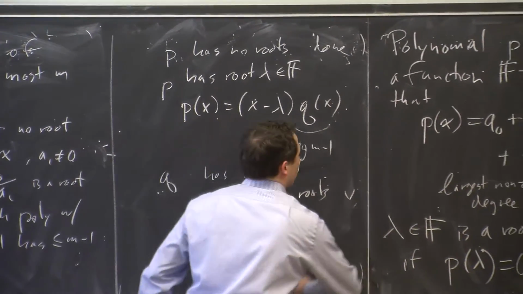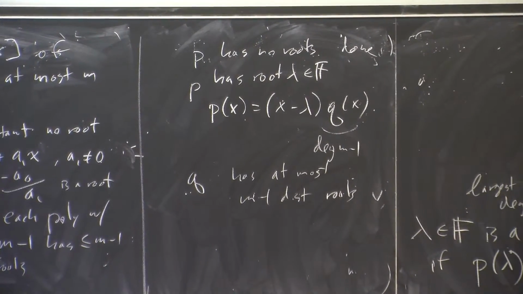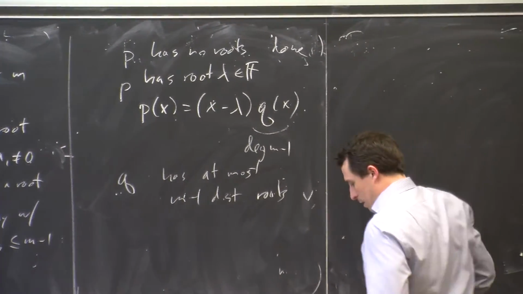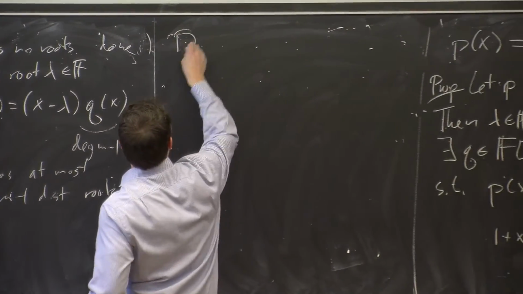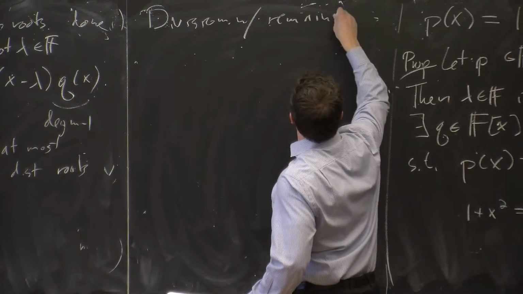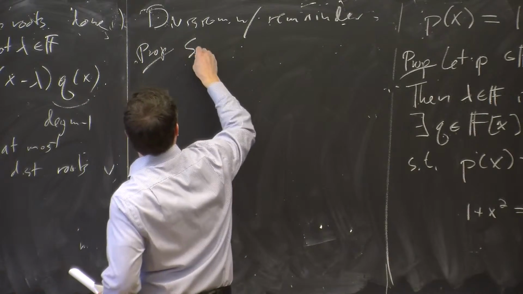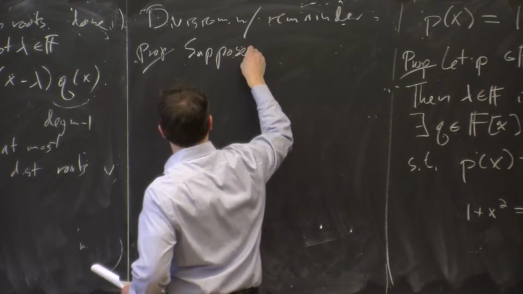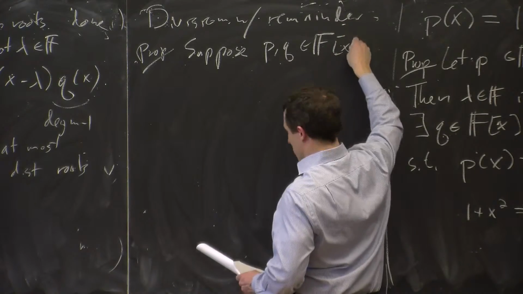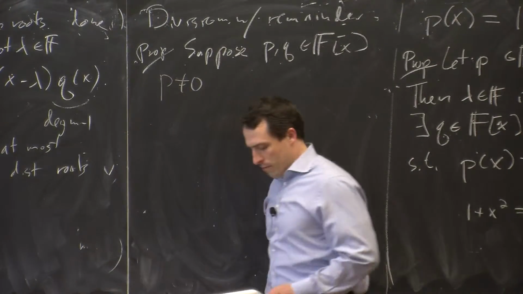So the last polynomial result, I think this is maybe actually the last one I need for you, but you might be able to start with eigenvalues next time. The last one I want to talk about is division with a remainder. So suppose p and q are polynomials, and p is not 0.